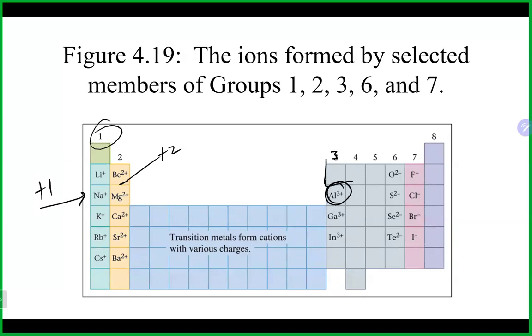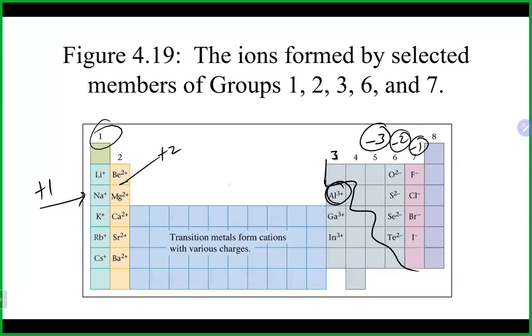Right around here, we have our staircase coming down, so there's no real good pattern there for group four. But starting at group number five, what we're talking about is the nonmetals above the staircase. That will be minus three, and minus two for six, and minus one for seven. So these are guys with fixed charges.